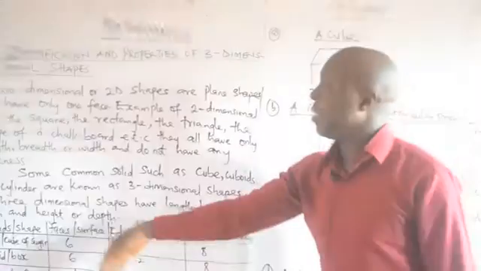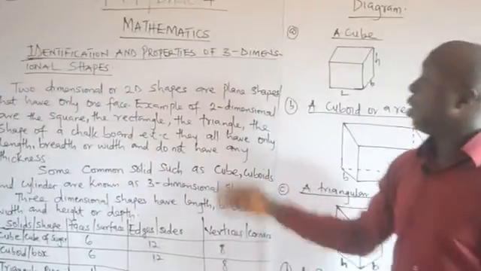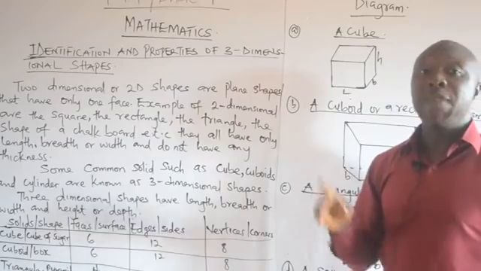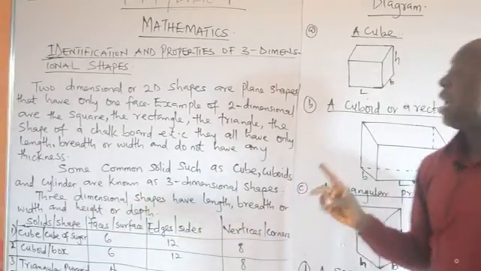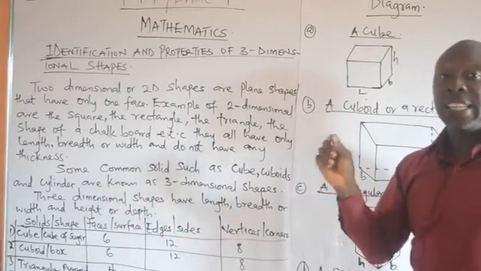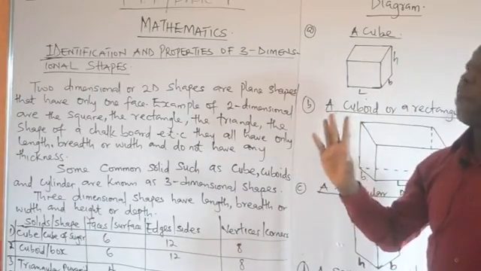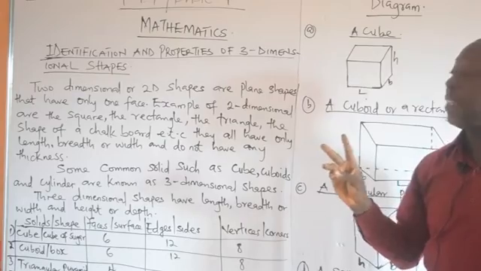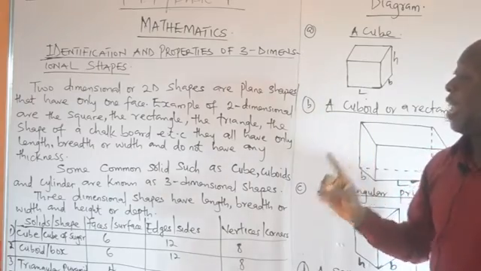They all have only length and breadth or width, and do not have any thickness. That is two-dimensional shapes. Two-dimensional shapes only have length and breadth without any thickness.